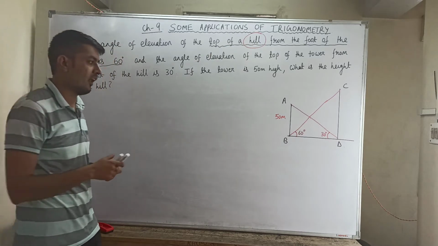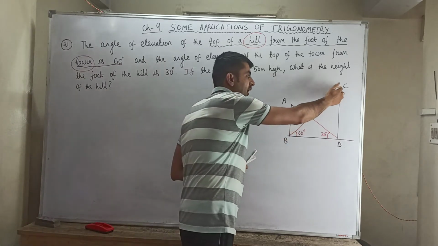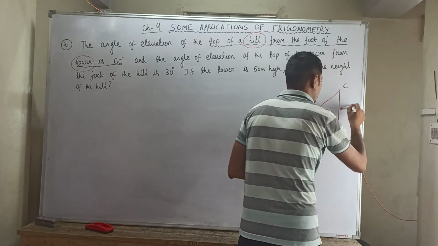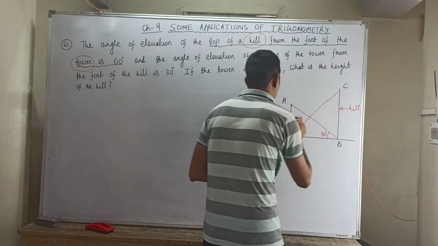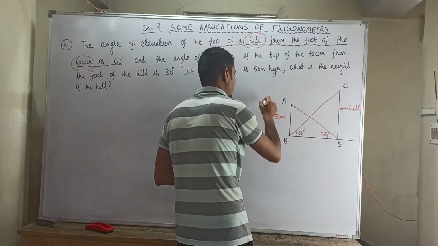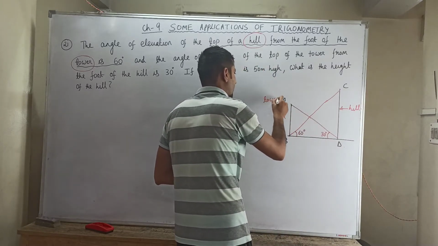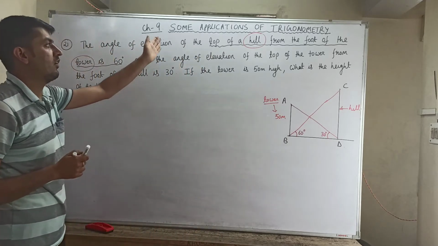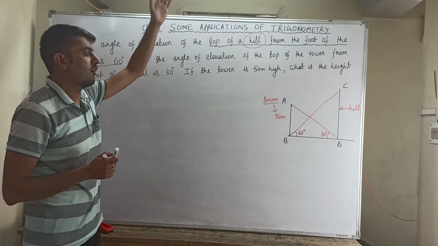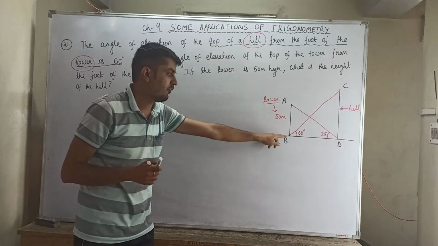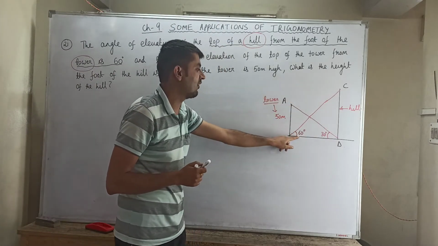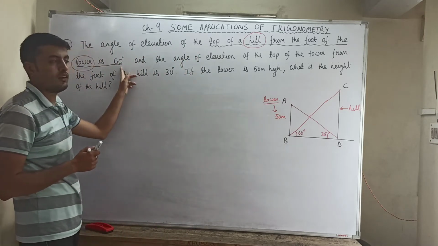So what you do is, suppose you take CD as the hill. This is your hill, and this is the tower. Now what have they said? The angle of elevation of the top of the hill from the foot of the tower, from the foot of the tower to the top of the hill, is given to be 60 degrees.